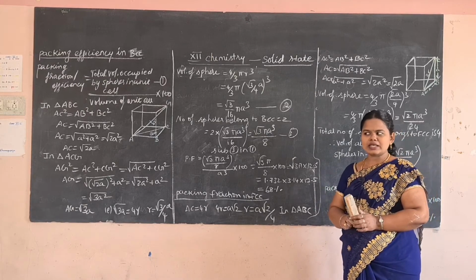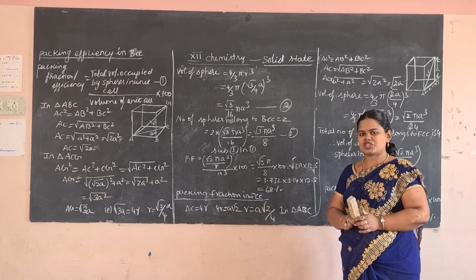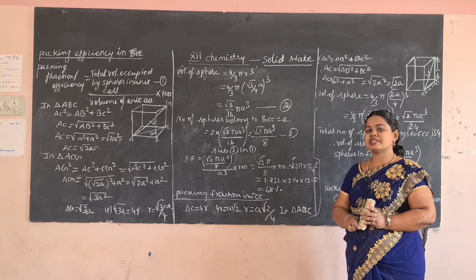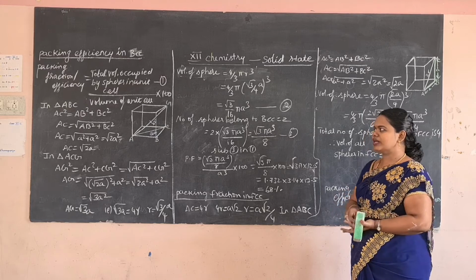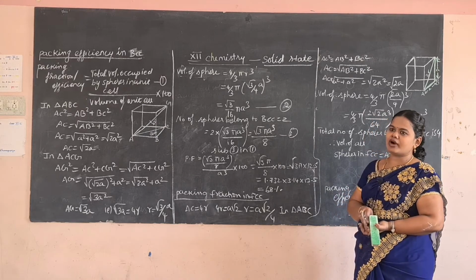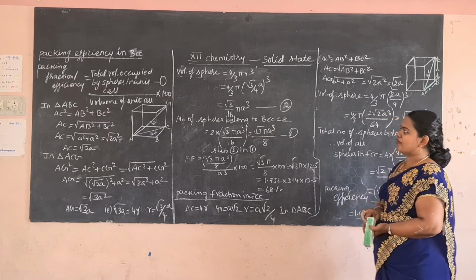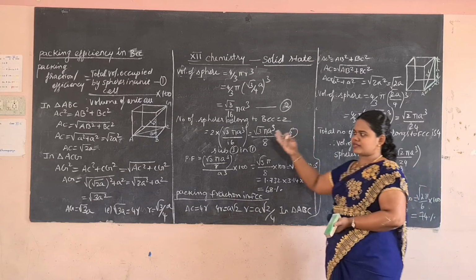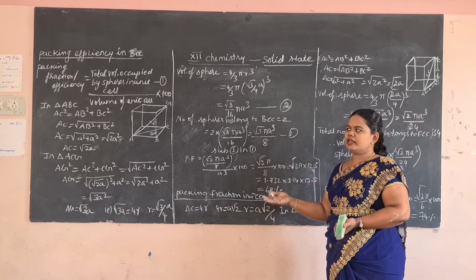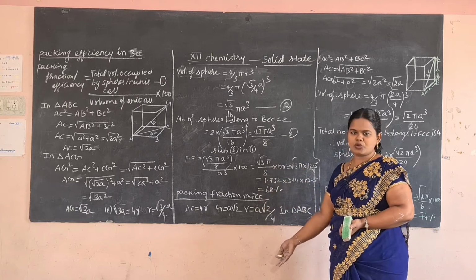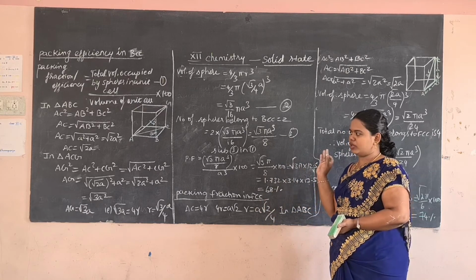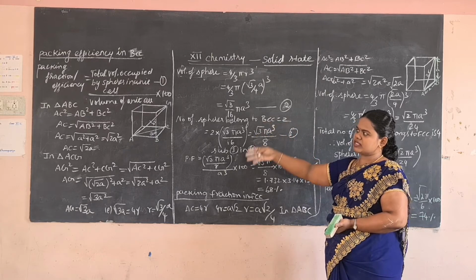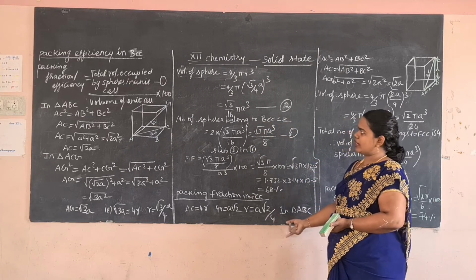In the last class we saw about the packing fraction or packing efficiency in simple cubic unit cell. Now we will learn the packing efficiency in body centered cubic unit cell and face centered cubic unit cell. The same concept we are going to apply in the body centered cubic unit cell as well as face centered cubic unit cell. It seems very difficult, but it is very easy. Listen to the class carefully.